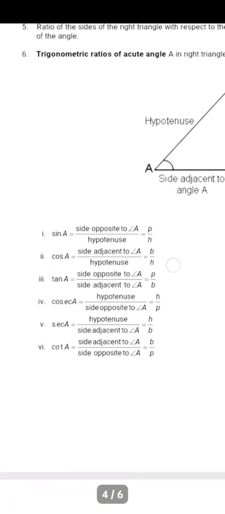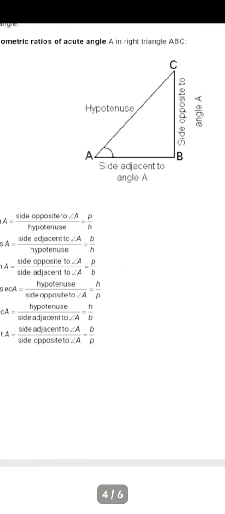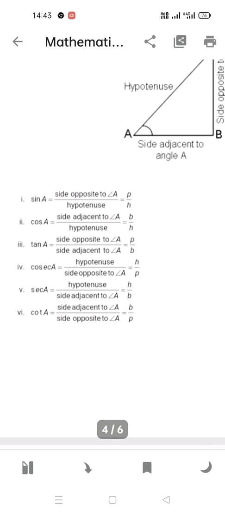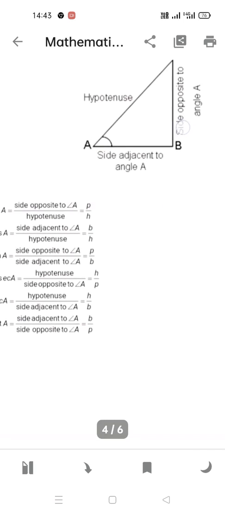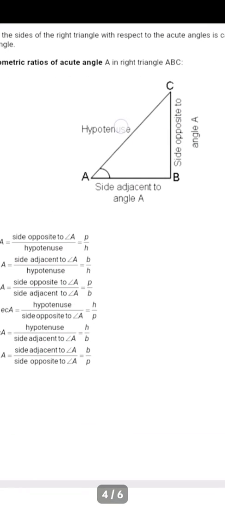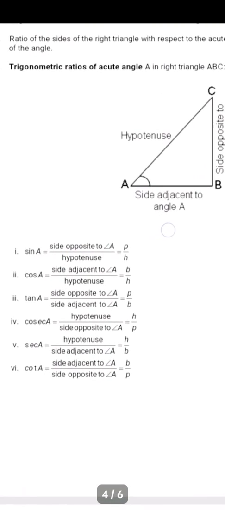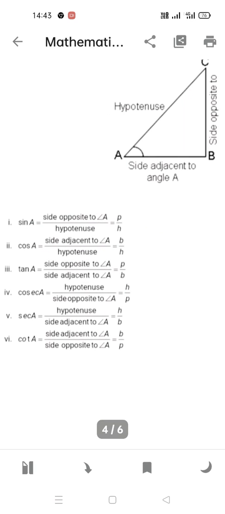So what will be the formula for sine? Sine A means this angle should be A. Sine A is equal to perpendicular upon hypotenuse. This is angle A, so that's why it is written here: side opposite to angle A. This side opposite to angle A will be your perpendicular, so perpendicular upon hypotenuse.